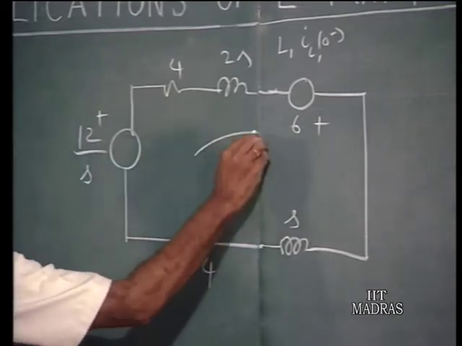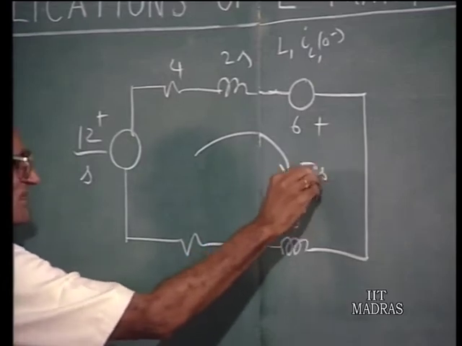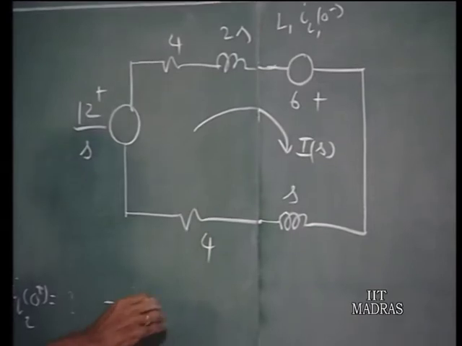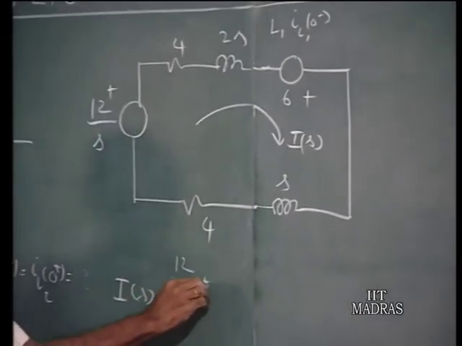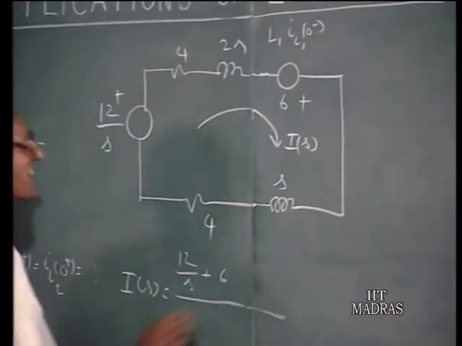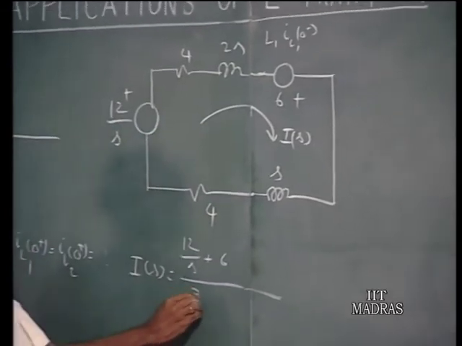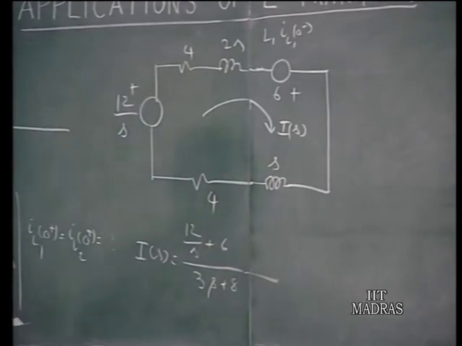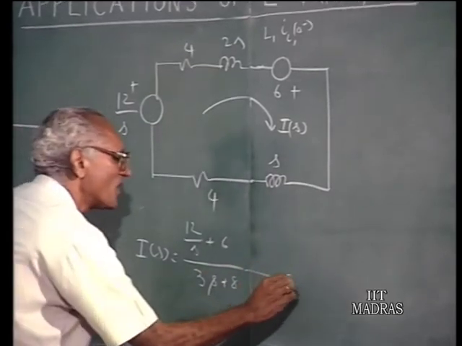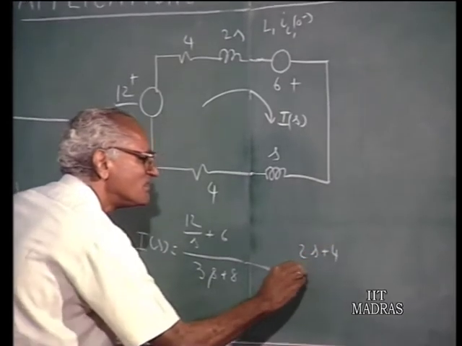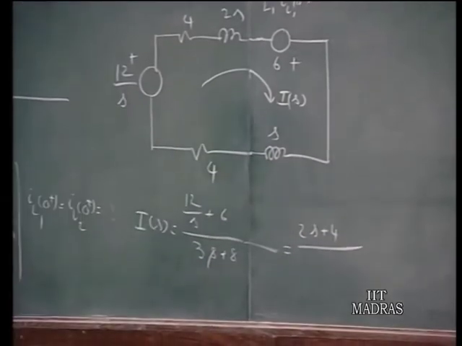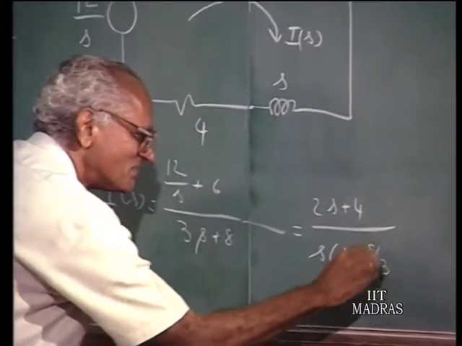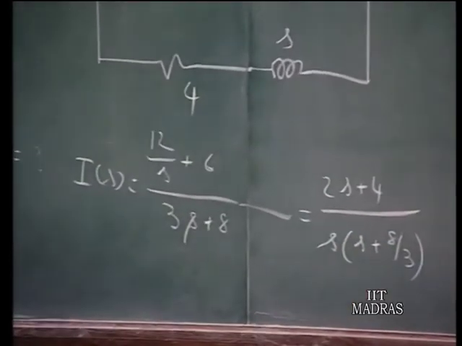So, what is the current here? This is a very simple circuit. So, I of S will be 12 by S plus 6 divided by 3S plus 8. That is what you are having. So, that this will be 2S plus 4. You simplify this, you get 2S plus 4 times S plus 8 by 3.